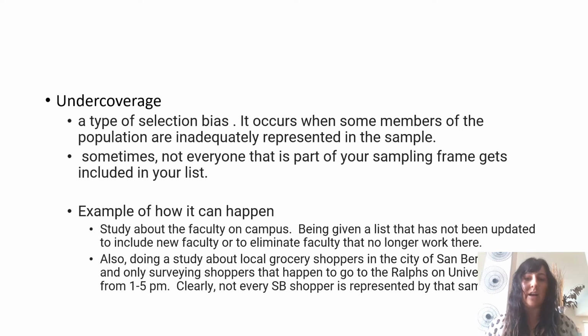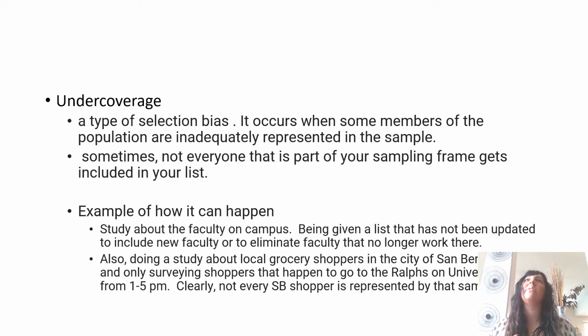And here's another example, and this is more of a convenience sampling example, so it should give you a better perspective of what's going on here. So let's say you're doing a study about local grocery shoppers in the city of San Bernardino, which means your sampling frame should include people who go grocery shopping in the city of San Bernardino, which is pretty much everybody. So there's a lot of people that you need a good representation of. But what if you decide to do convenience sampling because you just live on campus and you don't have a car? So the closest grocery store to you would be the Ralphs on University Parkway. So let's say you decide that you're going to survey the shoppers at that store.